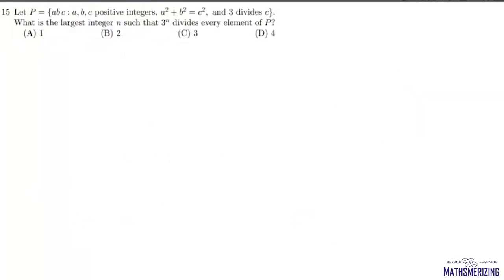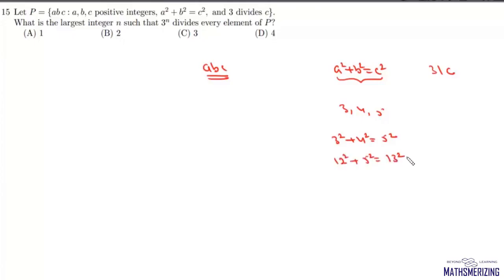Now question number 15 is, P denotes the set of all numbers which are of the form A into B into C, such that A square plus B square is equal to C square, and 3 divides C. Now these A, B and C, they are Pythagorean triplets. Now if we consider any Pythagorean triplet, say 3, 4 and 5, then we can write 3 square plus 4 square equals 5 square. Or we can write 12 square plus 5 square equals 13 square.